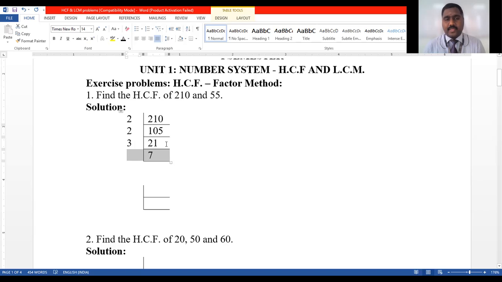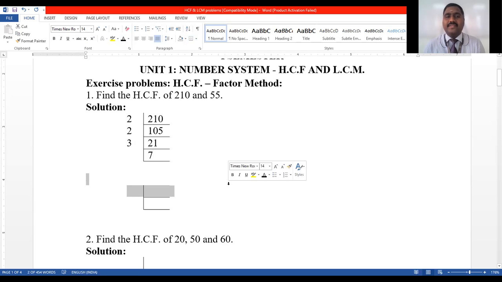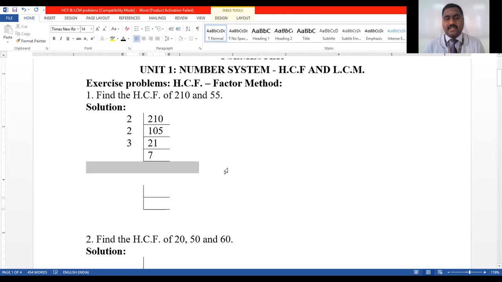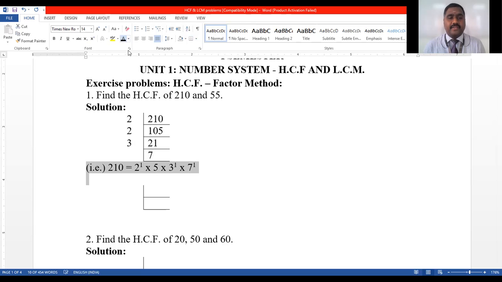The remainder is 0. So now we got the divisors for the number 210: 2 into 2 into 3 into 7. So we have two 2s and then one 3 and one 7. All right, clear? Okay, fine. So we got the value two 2s, one 3 and one 7.